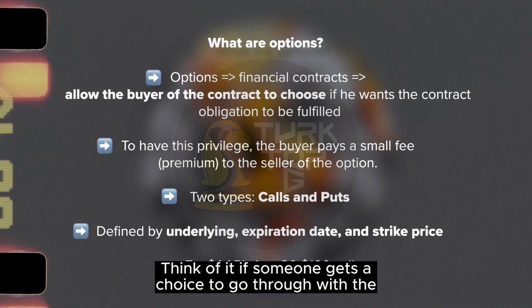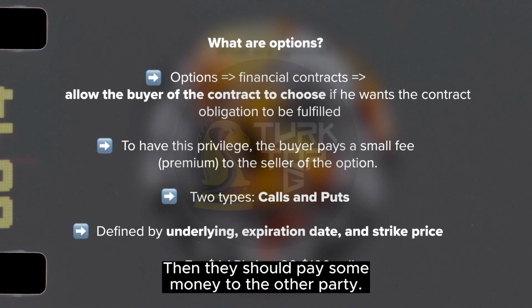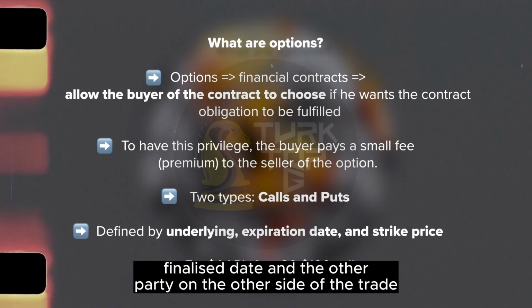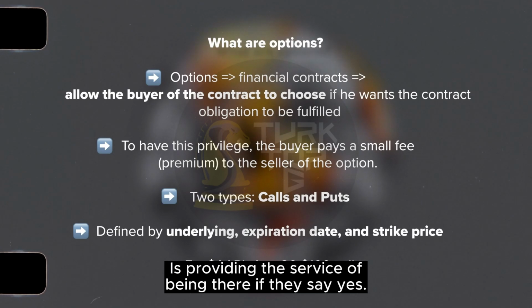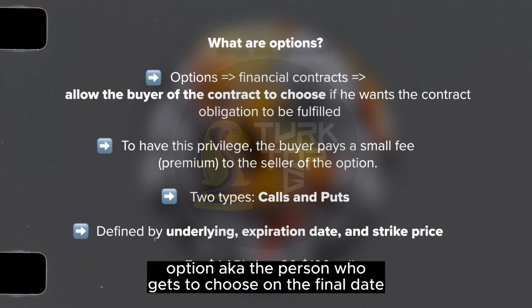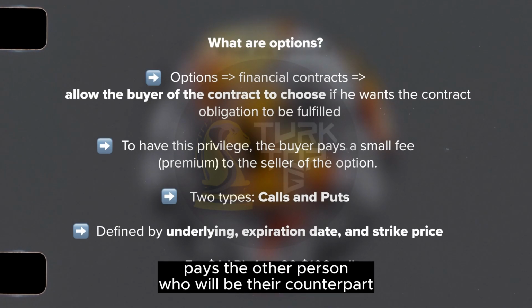Now in this story, think of it. If someone gets the choice to go through with the deal or not go through with the deal on the decided date, then they should pay some money to the other party, right? Because they are getting the privilege to say yes or no on the finalized date. And the other party on the other side of the trade is providing the service of being there if they say yes. So they should get paid, which means the buyer of the option, aka the person who gets to choose on the final date if they want to go through with the deal or not, pays the other person who will be their counterparty.